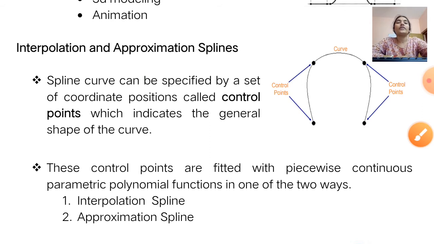These control points are fitted with piecewise continuous parametric polynomial functions in one of two ways. That means the control points are fitted with continuous parametric polynomial functions in two forms. One is the interpolation spline, and the other is the approximation spline.